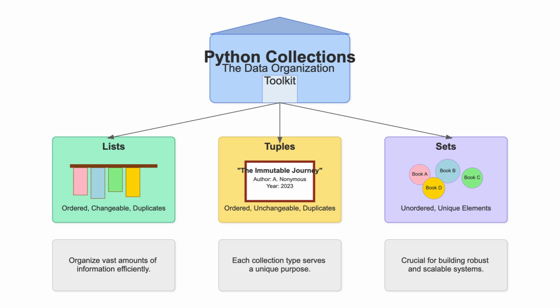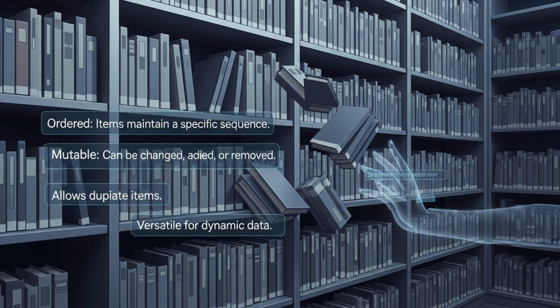Lists are like a shelf of books in a specific order, perfect for sequences. Tuples are like a book's fixed publication details, ensuring immutability. And sets are like a collection of unique book titles you've read, where duplicates simply don't exist. Understanding these distinctions is key to choosing the right tool for the job, allowing you to build more robust and efficient applications. First up, we have lists.